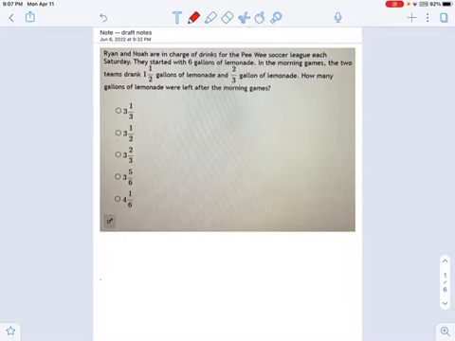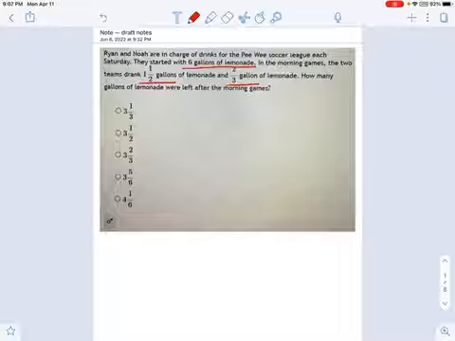In this example, we've got Ryan and Noah, and they're in charge of drinks for a Pee Wee soccer game, and they've got 6 gallons of lemonade. And they have 2 games going on. The first game, the team drank 1.5 gallons. The second game, the team drank 2/3 of a gallon. We want to know how much is left.